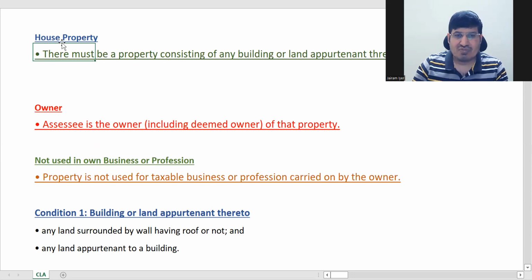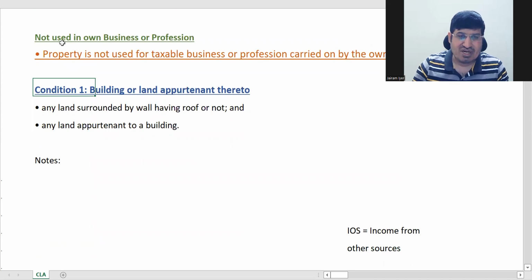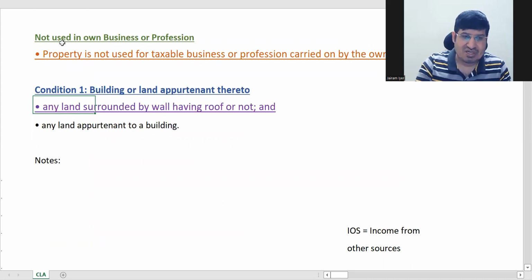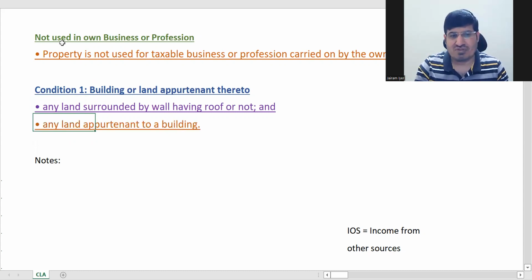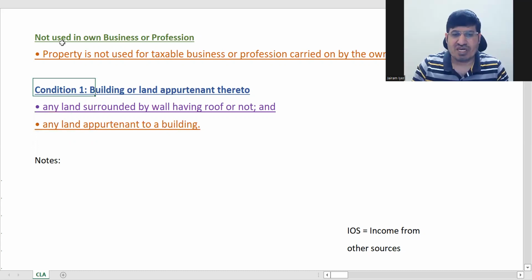First of all, building or land appurtenant thereto. What does this mean? Building or land appurtenant thereto: any land surrounded by wall, having roof or not. For example, in stadiums you don't have a roof, but still it is a building. So any land surrounded by wall, having roof or not, will be treated as a building, or any land appurtenant to a building. Any of these two will be treated as building or land appurtenant thereto.